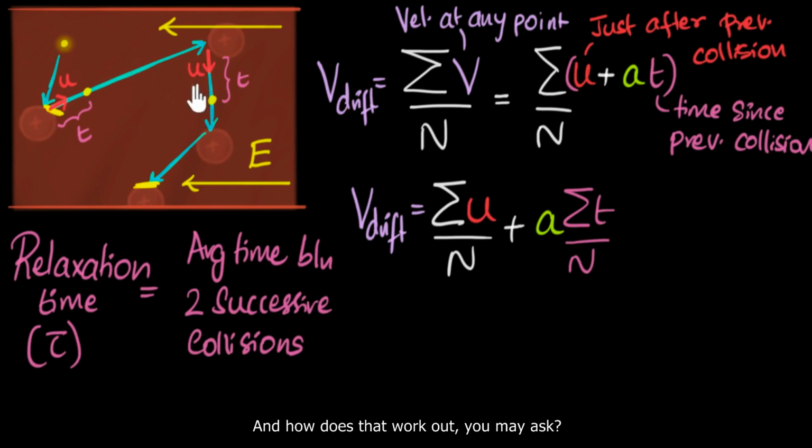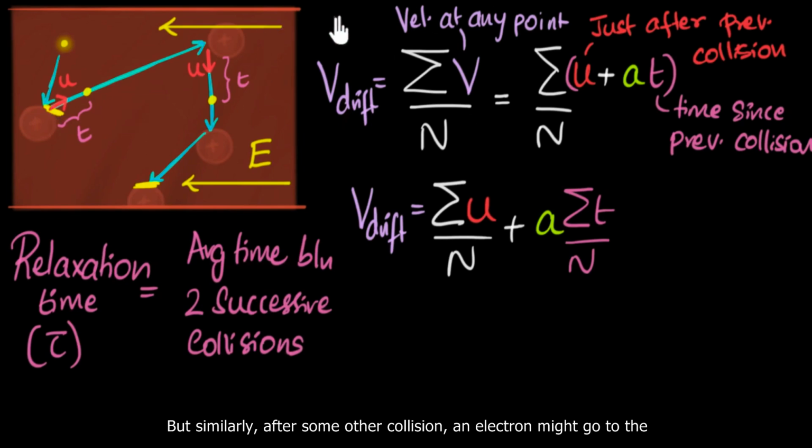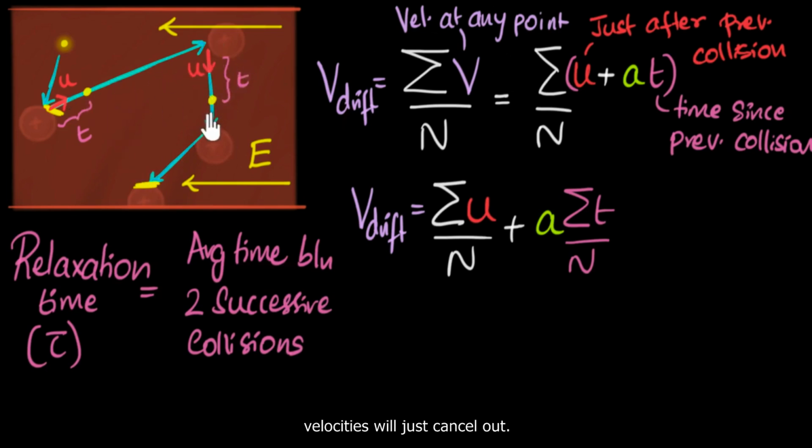And how does that work out, you may ask? Well, think of it this way. If there are a million collisions, sometimes after a collision, an electron might go to the right with some speed. But similarly, after some other collision, an electron might go to the left with some speed. Because it's happening randomly, they're both equally probable and they will cancel out. Similarly, after some collisions, the electron will go up with some speed, and after some collisions, it will go down with that same speed. When I'm adding them up, they will cancel out. That's why there's a very good chance that most of these velocities will just cancel out.